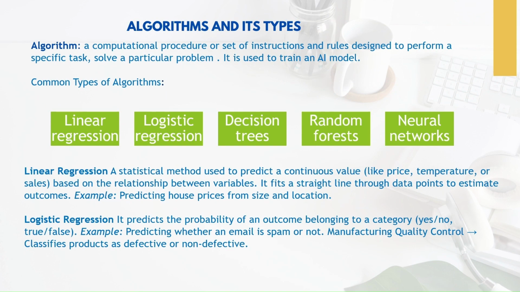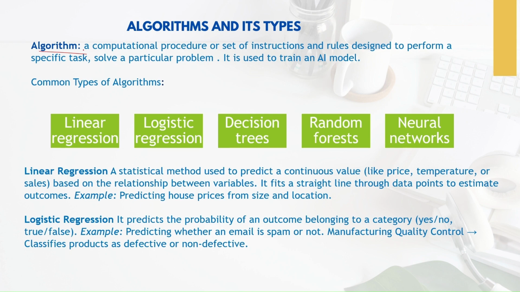Now, coming to algorithms. Algorithm is actually used to train an AI model. Algorithm is a computational procedure or a set of instructions or rules which are designed to perform a specific task by the AI system. Maybe it could be solving a problem, making predictions, making decisions, whatever. Now, there are different types of algorithm: linear regression, logistic regression, decision trees, random forest, and neural networks. And note, this is highly testable in your AIGP exam.